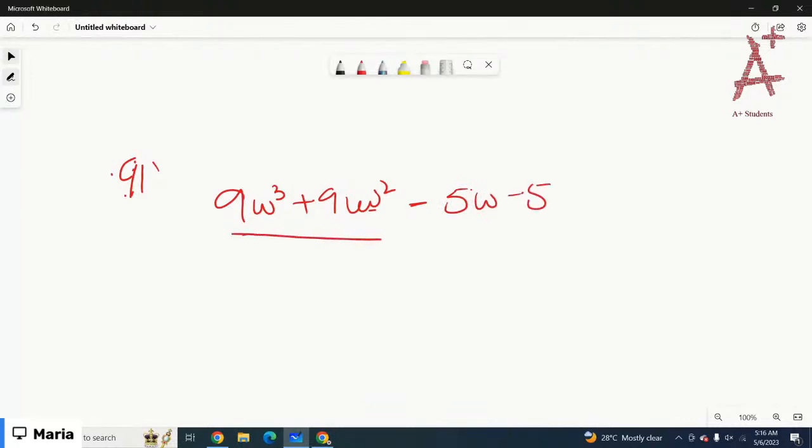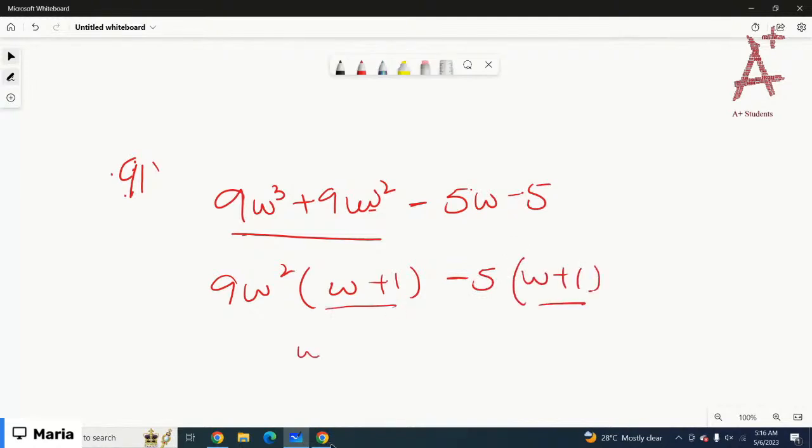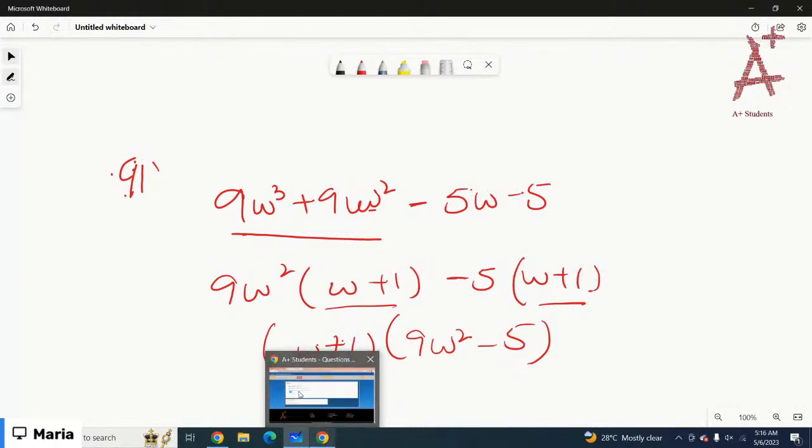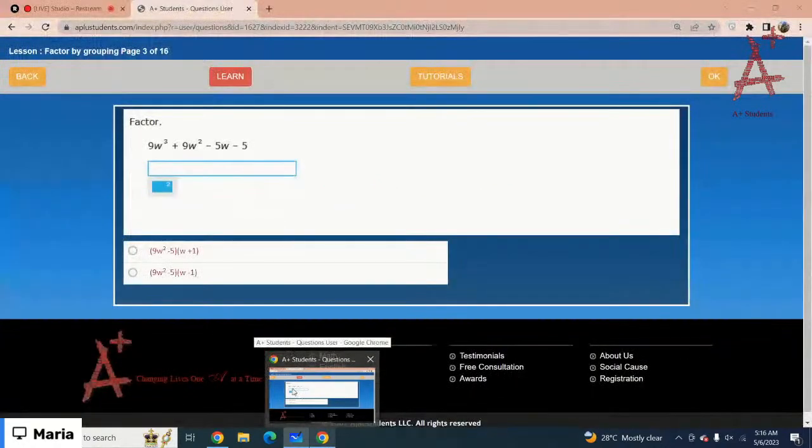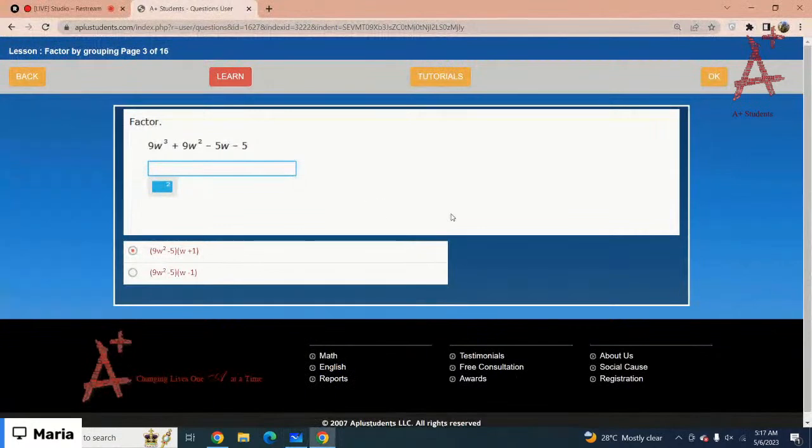Okay, so from here you can take common 9w squared. You are left with w plus 1. From here you can take common negative 5 and you are left with w plus 1. So you can see w plus 1 and w plus 1 is a common factor. You can take common and you are left with 9w squared minus 5. So it is w plus 1 times 9w squared minus 5. That would be option number 1 is the correct option.